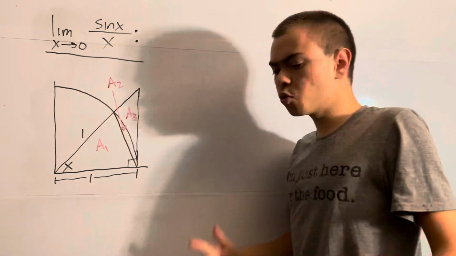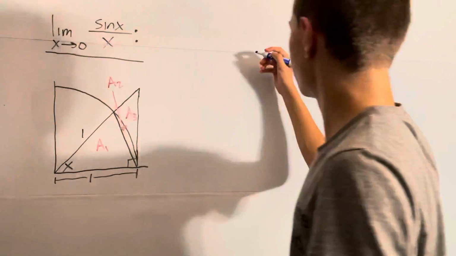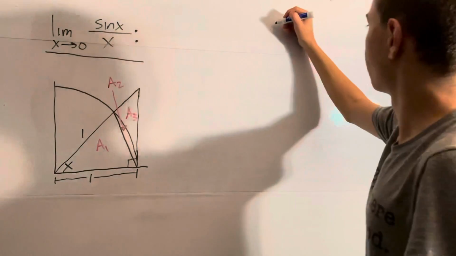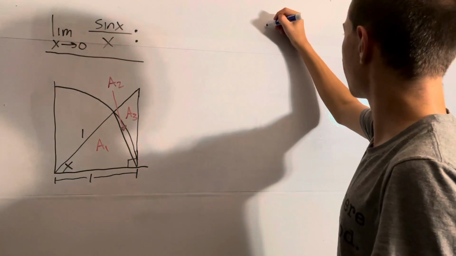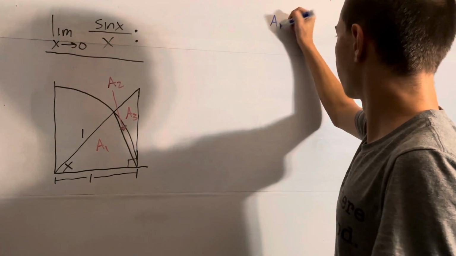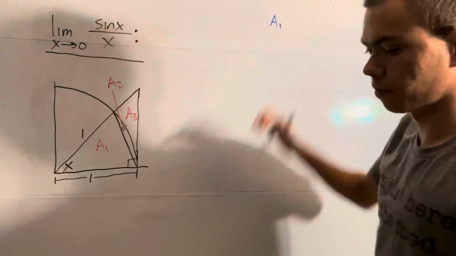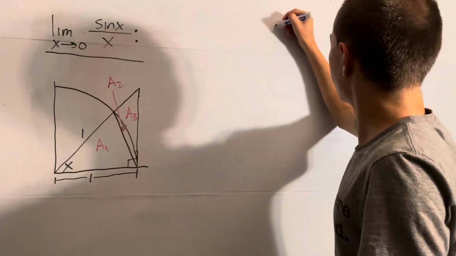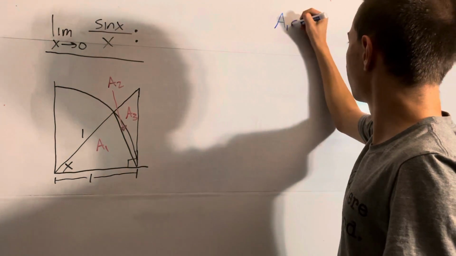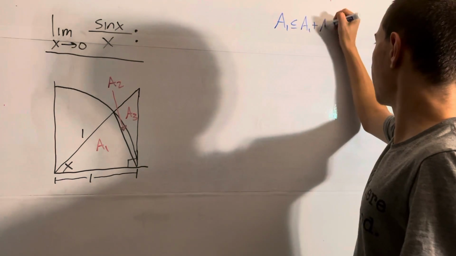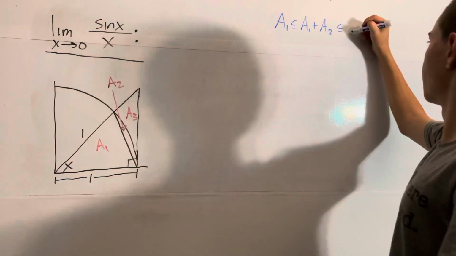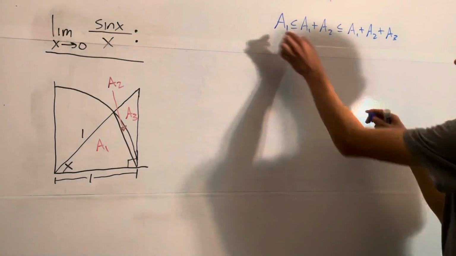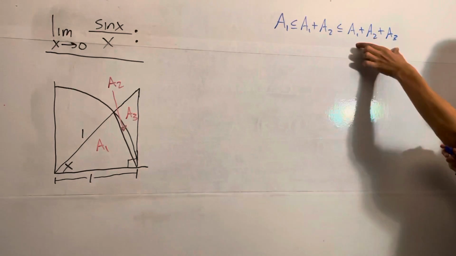So the way that we can use the squeeze theorem is, here's how we could do it. Okay, I'm going to write it right here. We could say that A1, that's area 1, I'm going to write it slightly larger because we'll have space. A1 is less than or equal to A1 plus A2, which is less than or equal to A1 plus A2 plus A3.